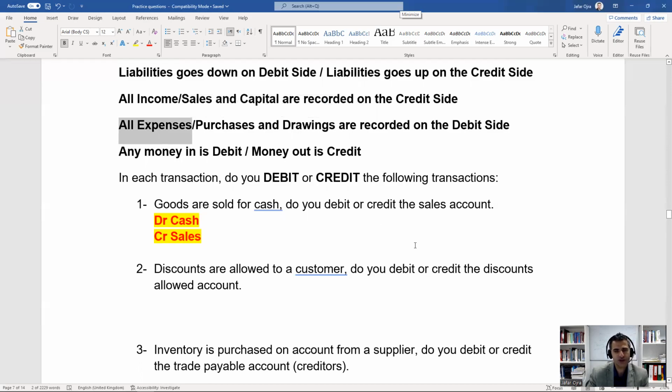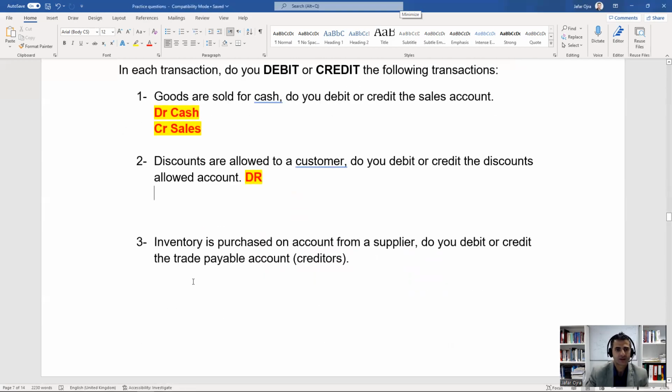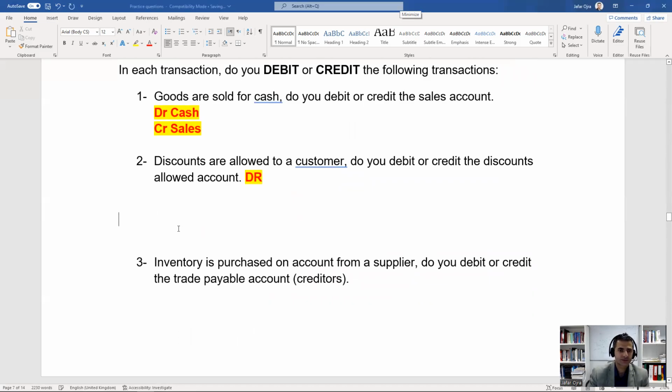This is a discount which the business allows for the customer. For example, buy 1, get 1 free, or if you get something 10% off, that is a discount, isn't it? That is discount allowed for the customer. Usually we debit the discount allowed. So it should be on the debit side. Okay, that's number 2.